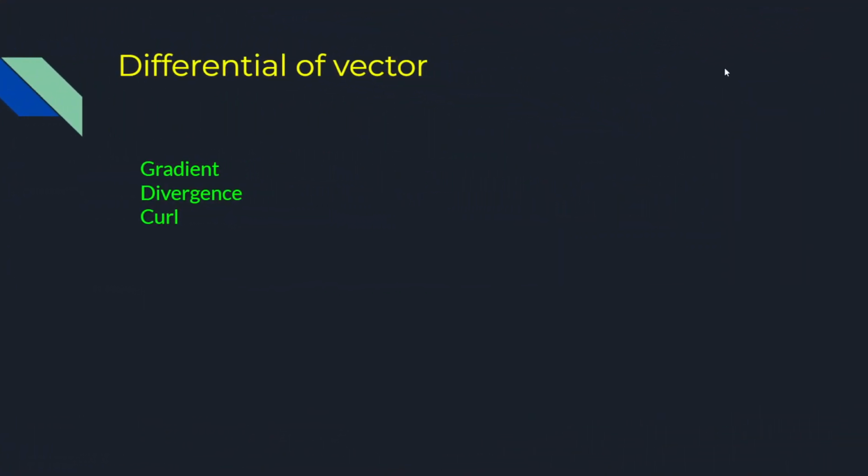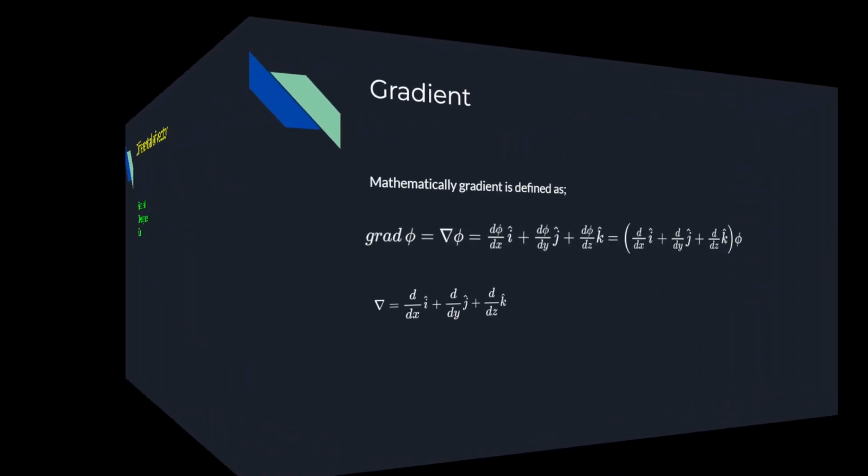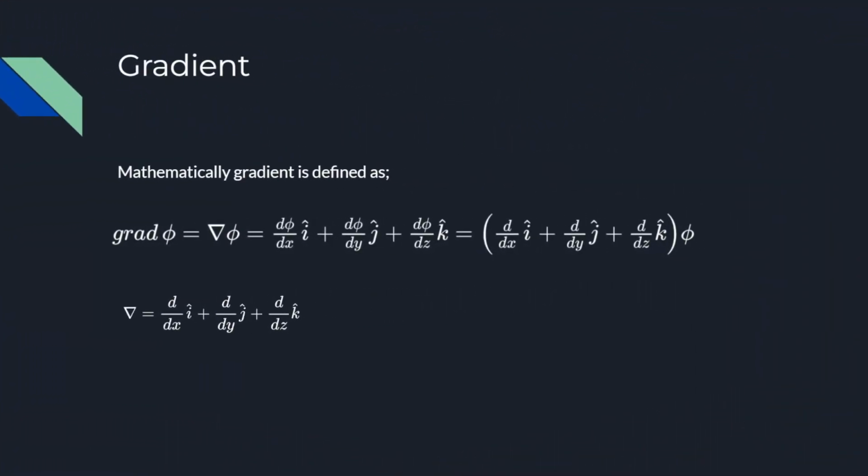The first one is gradient, then divergence, and then curl. Basically, these three things are important for us in the differentiation of vectors and vector calculus as well. First we will learn about the gradient.